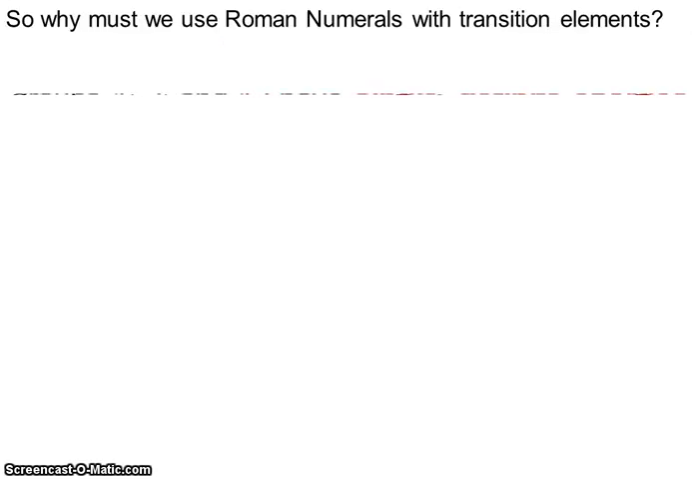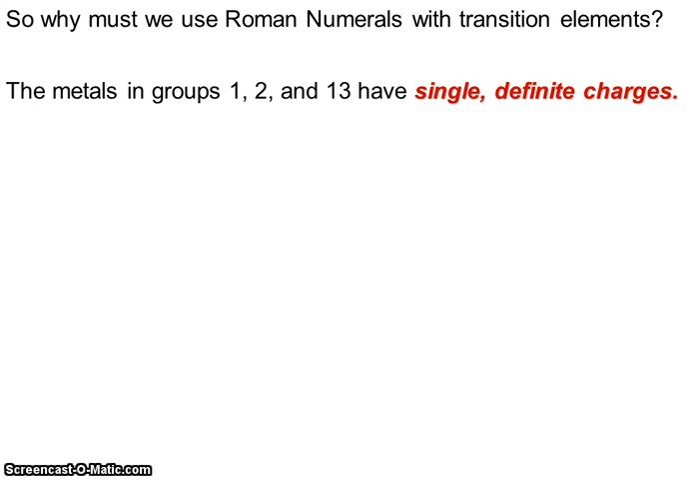So why do we have to do this in the first place? Well, if you remember, the metals in group 1A, 2A, and 3A, or 13 if you will, have single charges. They were definitive. We said they're always +1, always +2, always +3.